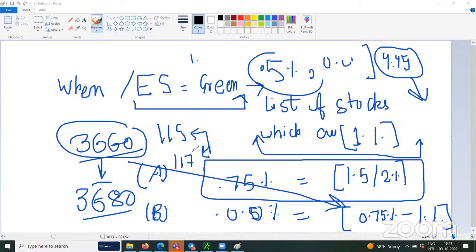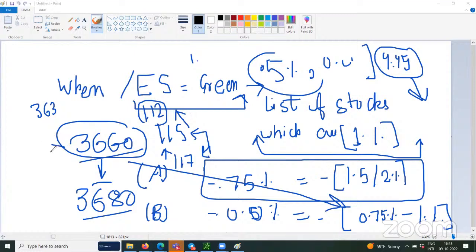This is called relative strength. The same applies on the negative side. When ES is red, at minus 0.5, and the stock is minus 1%. Same example, 3660, Amazon was 115 and it was already down from 117. Now, if ES goes to 3630, Amazon will easily go and test the 112 area. So I know that this is relative weakness, and if it is relative weakness, I can sell this.